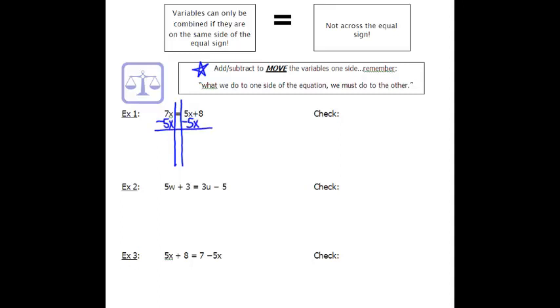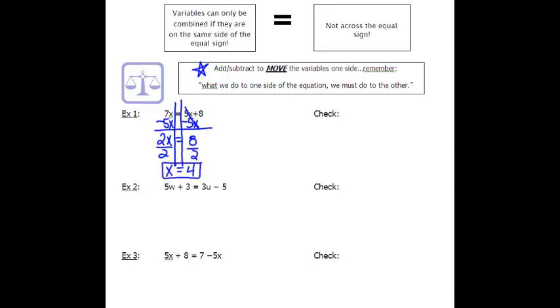When I do that, I get 2x on the left. These cancel into 0 by the additive inverse property, and then by the additive identity, I'm just left with 8. Now I just divide both sides by 2, and my final answer is x equals 4.